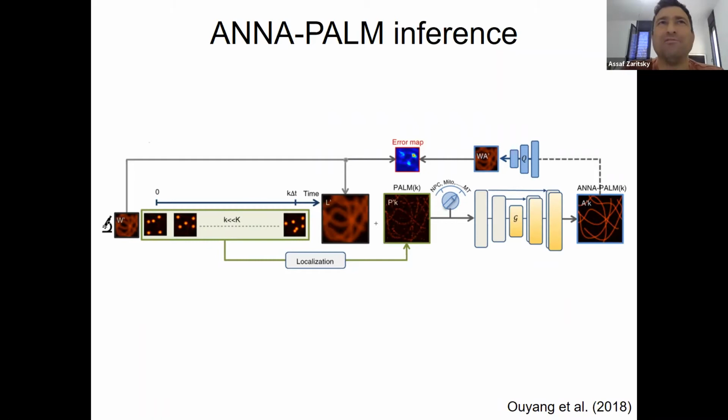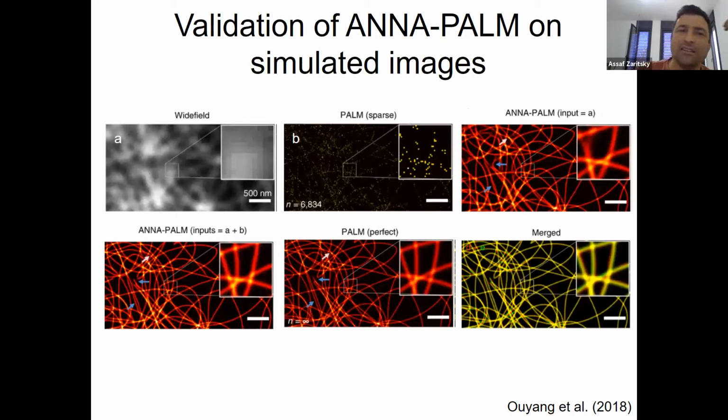So basically this is all. And now you can look at data. Here you can see the wide field image. See, it's a pretty crappy image. Here you can see the sparse PALM image. This is based on, I don't remember how many frames, ah, here, 6,000 frames. Anyway, this is how it looks.